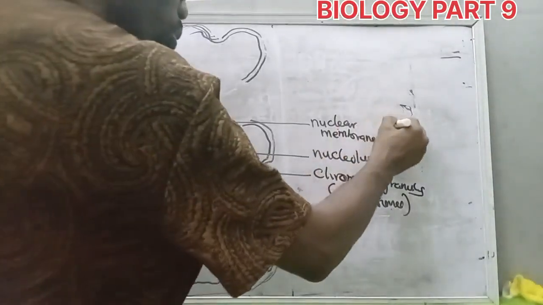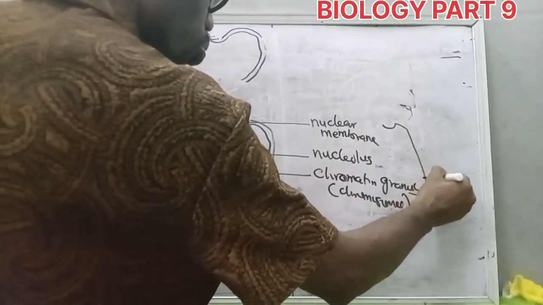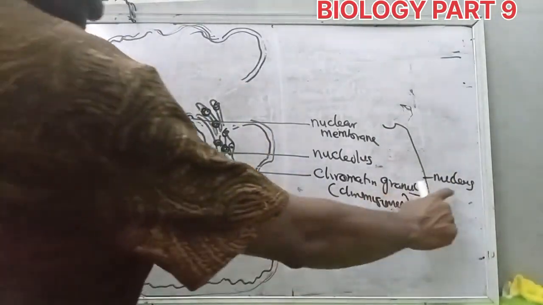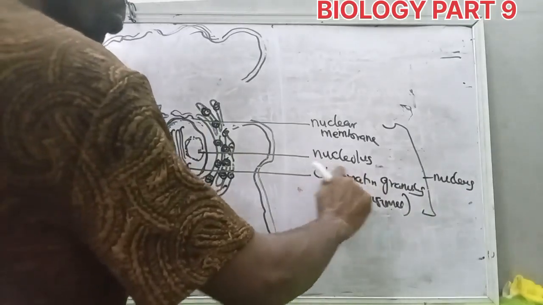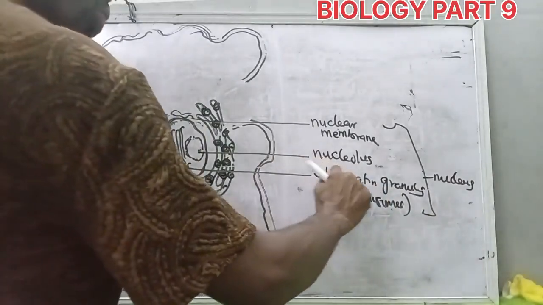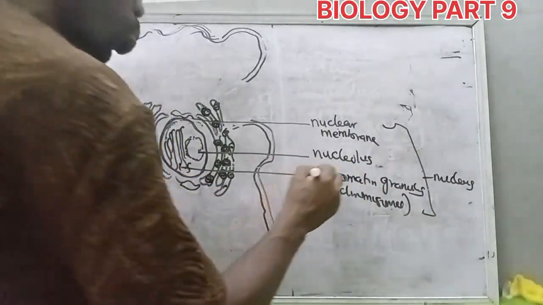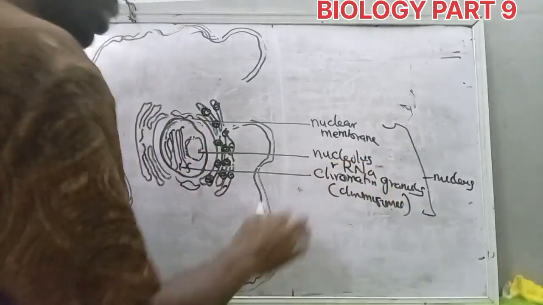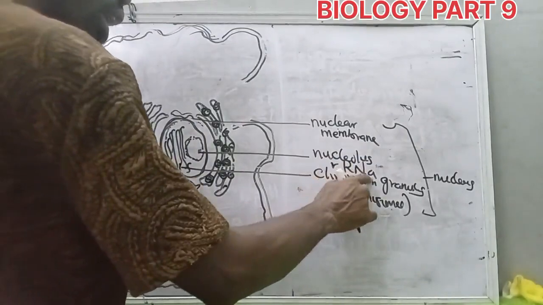Now, this whole thing makes up what we call the what? Nucleus. Do you see it now? So nucleus is membranous. The nucleolus is non-membranous. What is the essence of the nucleolus? The function of the nucleolus is to produce what we call the rRNA. That is ribosomal ribonucleic acid.